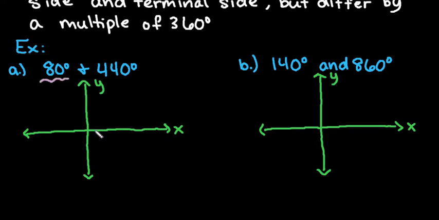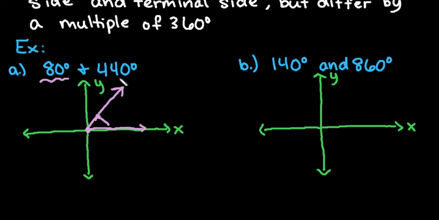So the first one, 80 degrees, if you remember, for standard position, we start with the vertex on the origin and we always start on the positive x-axis. So we're going to start here and then we're going to rotate 80 degrees. So 80 degrees would get us almost to 90, but not quite. And so we can see the first angle easily that we rotated 80 degrees.